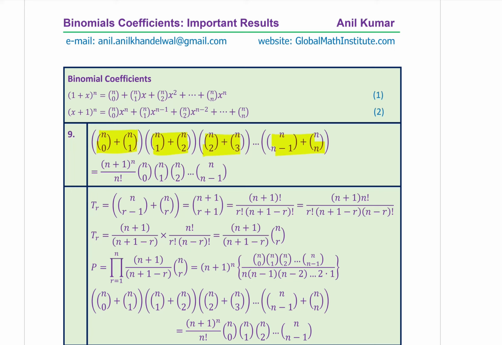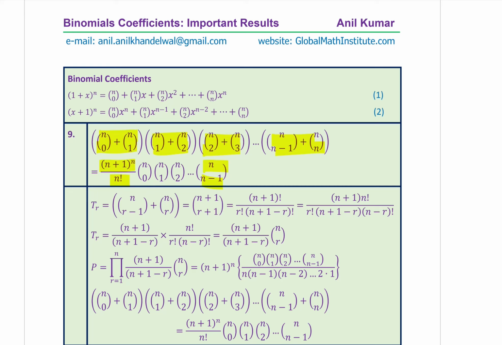Well, in this case, the value is given right there for you. (n plus 1) to the power of n divided by n factorial times the whole series of n choose 1 times n choose 0 times n choose 1 up to n choose n minus 1. Correct? Let us see how to prove this. Now in this, we have a very different strategy to work with.